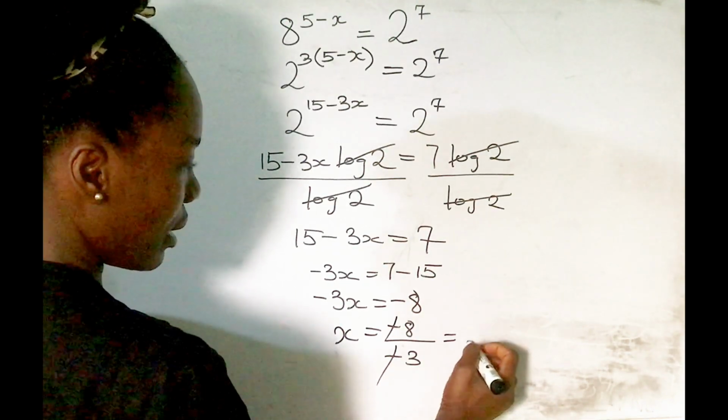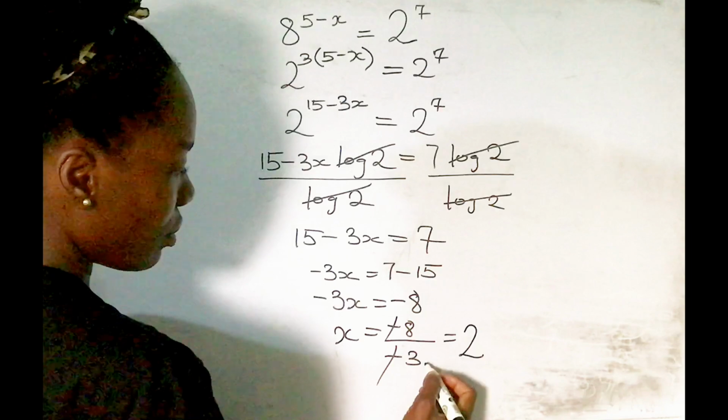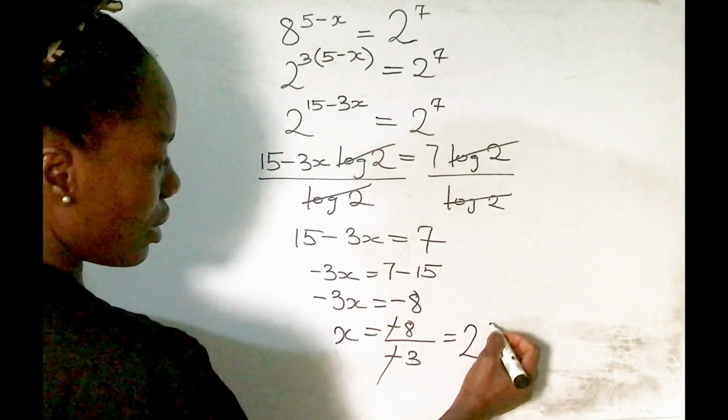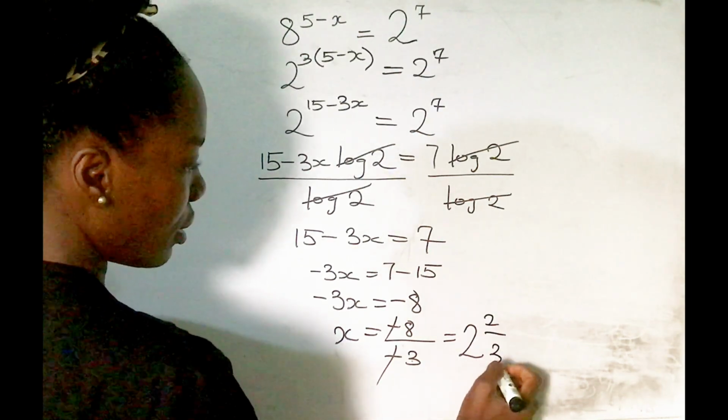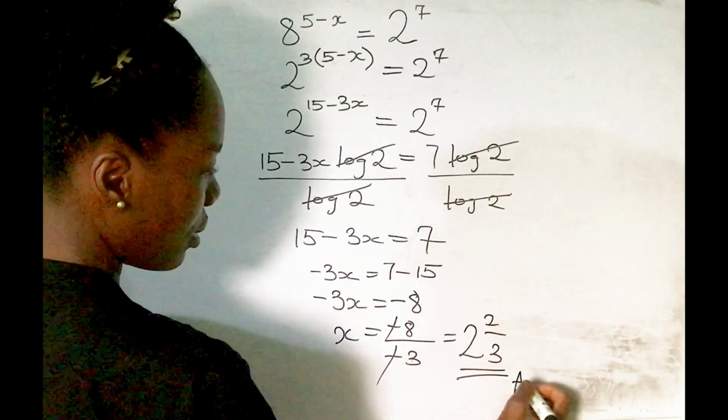Then you can convert it as 2 whole number. This 3 times 2 is 6, then 2 over 3. So that is the value of our x.